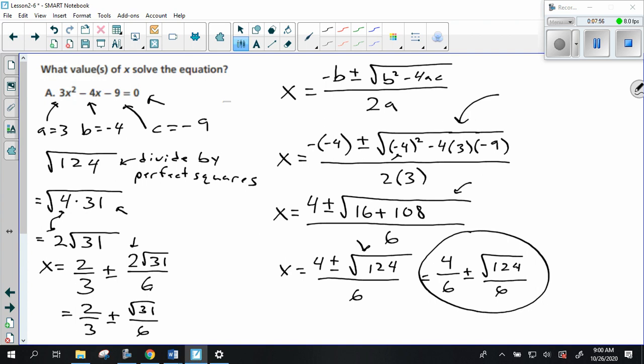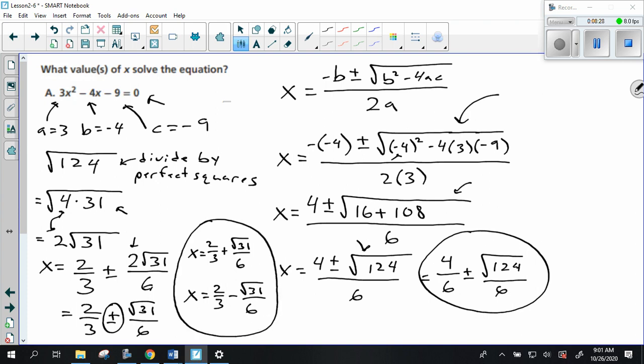That's going to give us two solutions. We've got the solution that x is equal to 2/3 plus the square root of 31 over 6. And then our other solution is 2/3 minus the square root of 31 over 6, because we have to take into account that we're going to both add and subtract the square root of 31 over 6. So these are our two solutions to our quadratic equation using the quadratic formula.